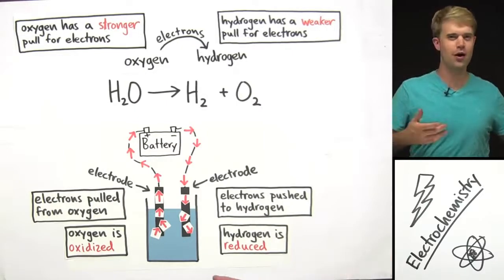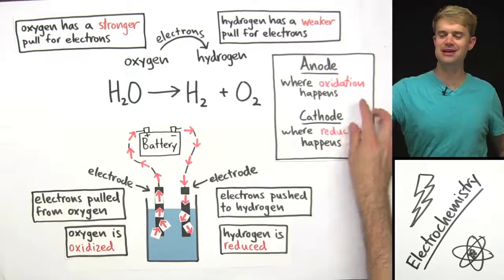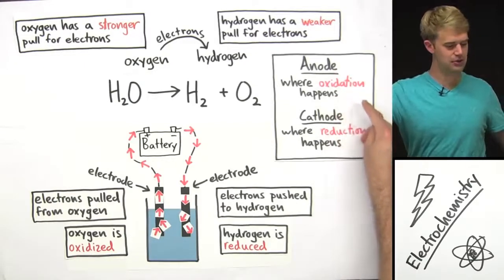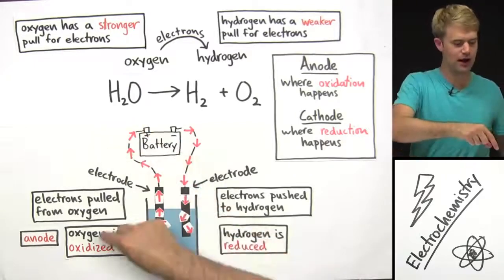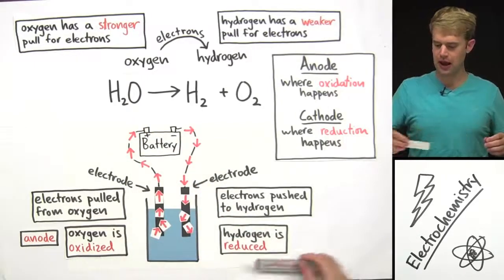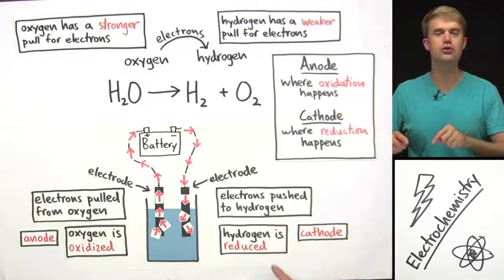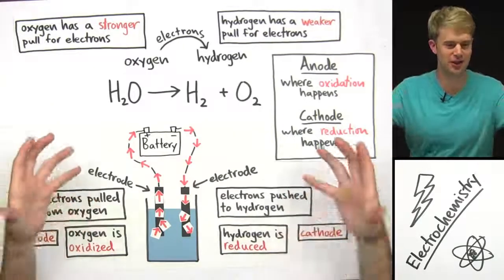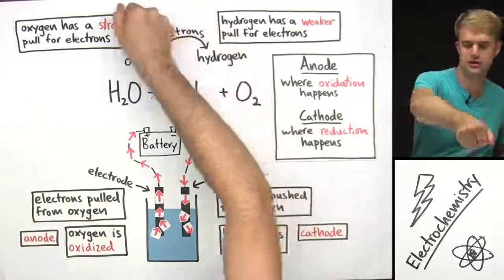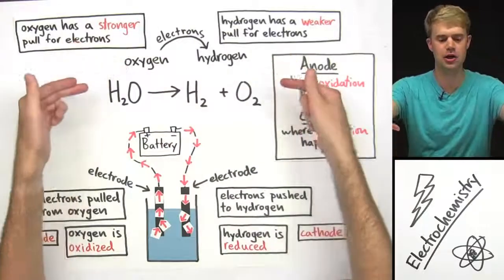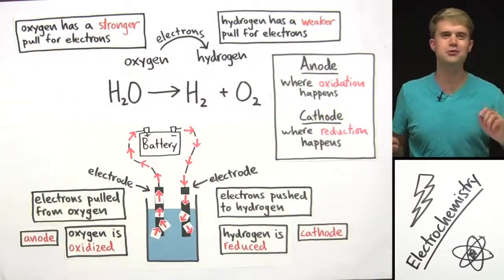So what about anodes and cathodes? Remember, An Ox, Red Cat. Anode is where oxidation happens. So over here is the anode, the site of oxidation, where oxygen is losing electrons. And over here is the cathode, where hydrogen is getting reduced. So this is how electrolysis happens. We force the electrons to leave oxygen and we push them into hydrogen, making this process happen using a device like this called an electrolytic cell.